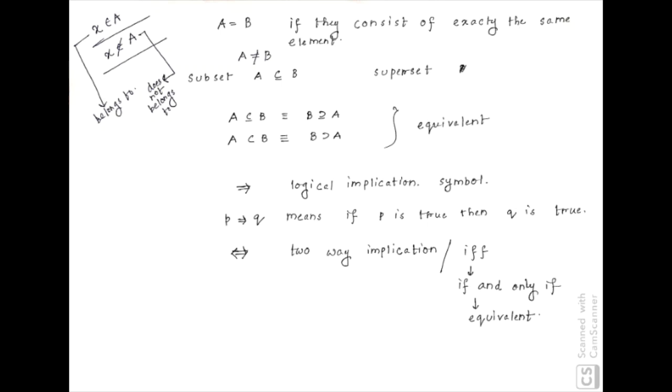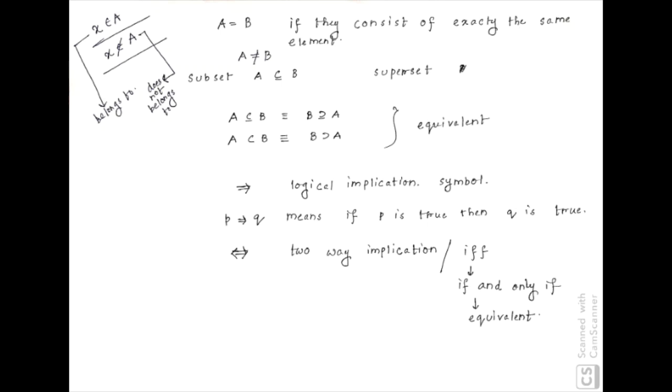Now we come to the equality of sets. Two sets A and B are said to be equal if they consist of exactly the same elements. We denote this relation by A equals B. So whenever we write A equals B, that means A and B are equal and they consist of exactly the same elements. The negation of this is written A not equals B.